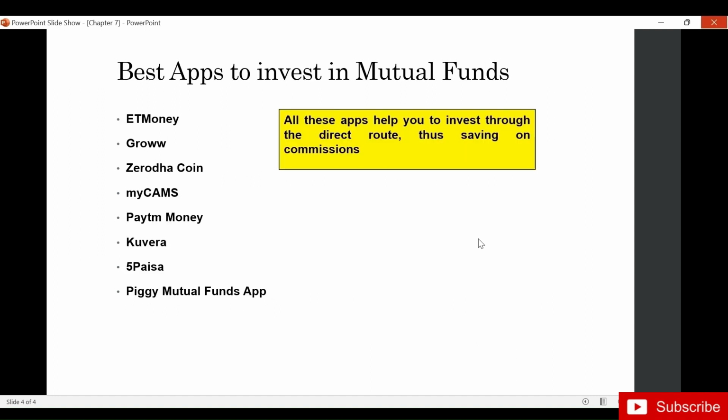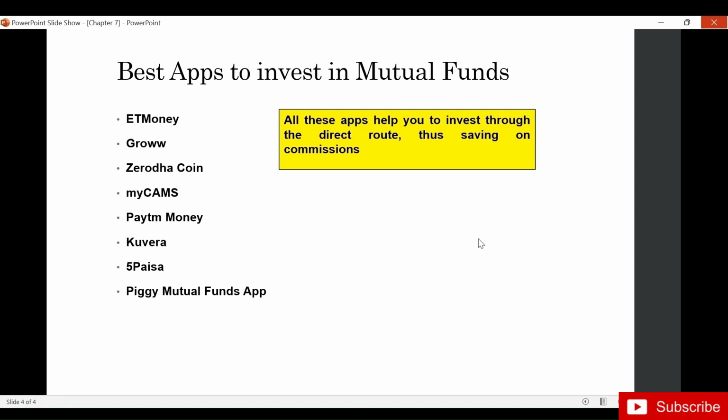In lesson 2 of chapter 7, we are going to talk about the best apps to invest in mutual funds. Here I have a list of 8 applications. All these apps are third party aggregators. So, let us look at these apps. The first one is ET Money, the second one is Groww, the third one is Zerodha Coin by Zerodha, the fourth one is MyCAMS, the fifth one is Paytm Money by Paytm Company. The sixth one is Kuvera. The seventh one is 5Paisa. And the eighth one is Piggy Mutual Funds app.